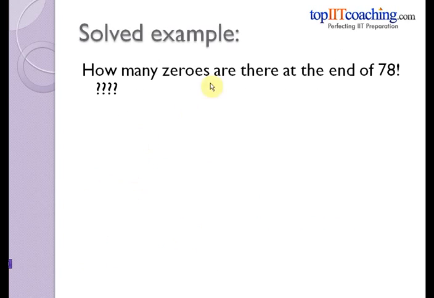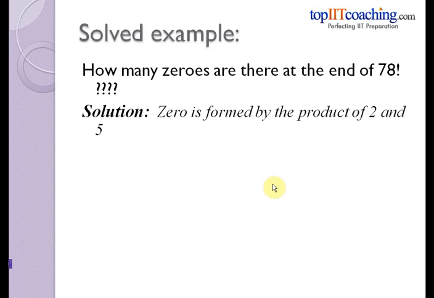How many zeros are there at the end of 78 factorial? So we have to find the number of zeros at the end of 78 factorial. 78 factorial is equal to 78 into 77 into 76 up to 1. So we have to ultimately find the number of zeros in this product. So let's look at the solution. We know that a 0 is formed by the product of 2 and 5. That is, a 10 is formed by the product of 2 and 5.